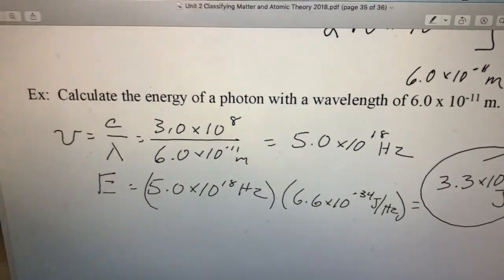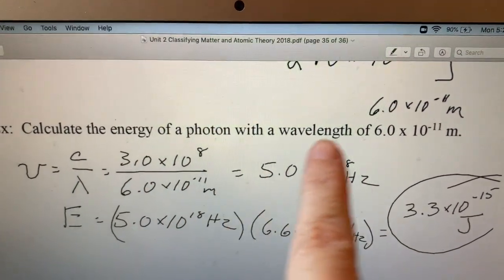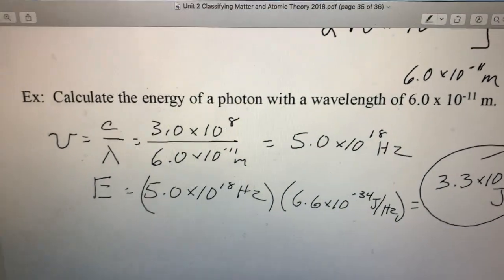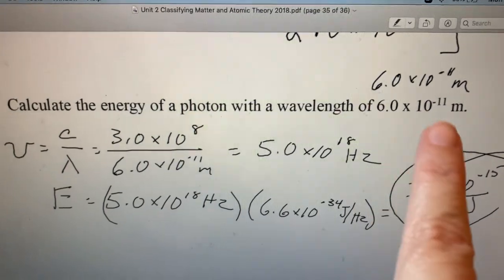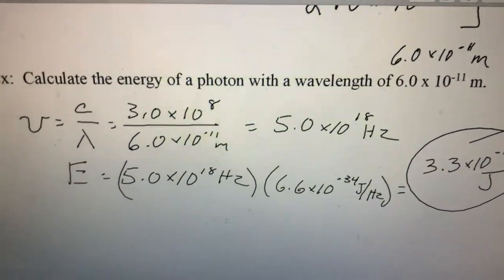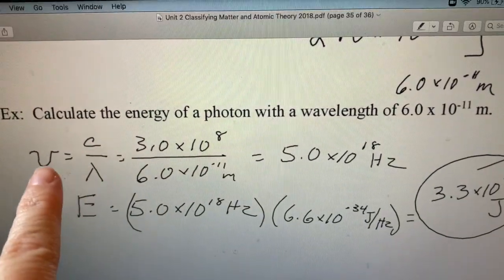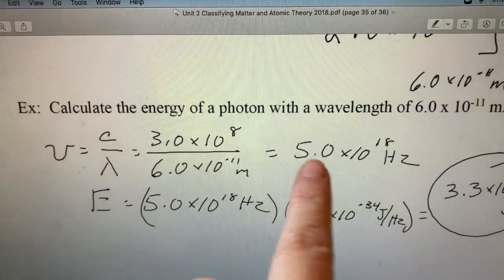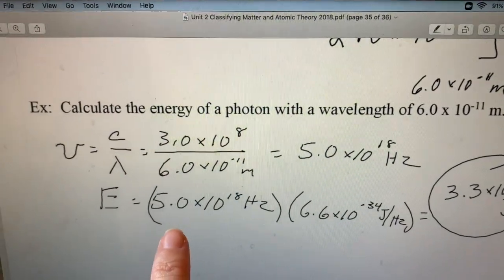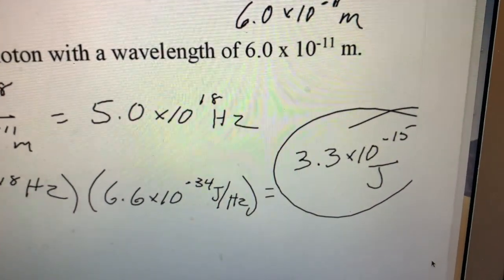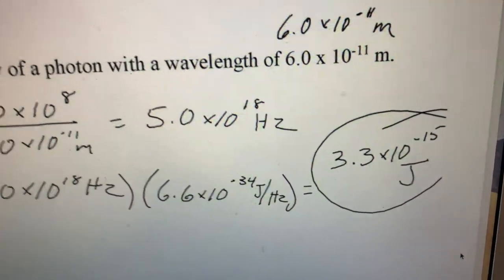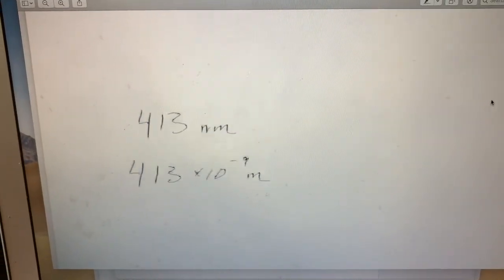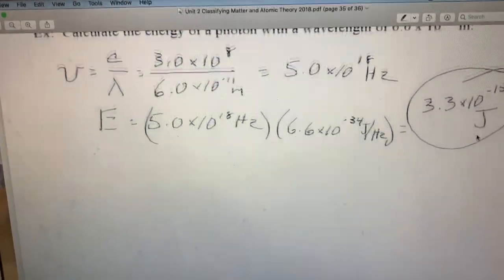All right, so calculate the energy of a photon with a wavelength of 6 times 10 to the negative 11th. In this question, you're not dealing with the frequency directly, you're dealing with the wavelength. So what I decided to do is I solved for frequency using my speed of light equation. I end up getting my frequency, I plug frequency into my Planck's equation, and I get about 3.3 times 10 to the negative 15th joules. All right, great.